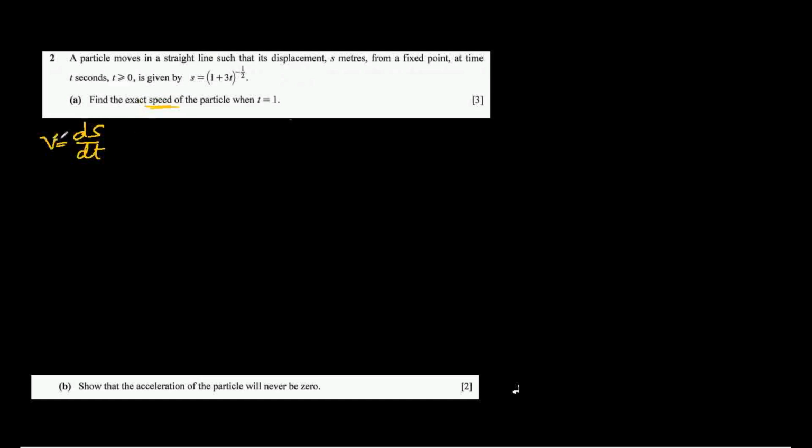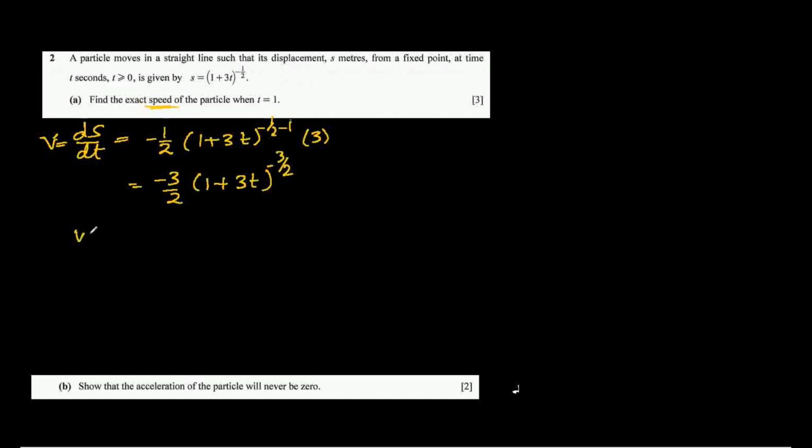So just find velocity. Differentiating this, minus half comes in front. 1 plus 3t is unchanged, but its exponent goes down by 1. And further we have to multiply by the differentiation of what is inside the bracket, which is 3, because the differentiation of 1 is 0 and 3t has a differentiation of 3. So it effectively becomes this, 1 plus 3t to the power minus 3 over 2.